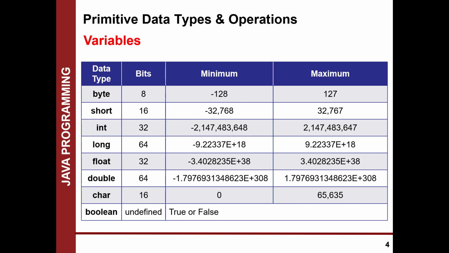The same way, when you use short, it means that you are leaving 16 bits. So you can store a minimum of -32,768 up to 32,767. Integer is 32 bits, long is 64 bits, float is 32, double is 64, and character is 16 bits. Boolean for now is not defined, so let's move on.